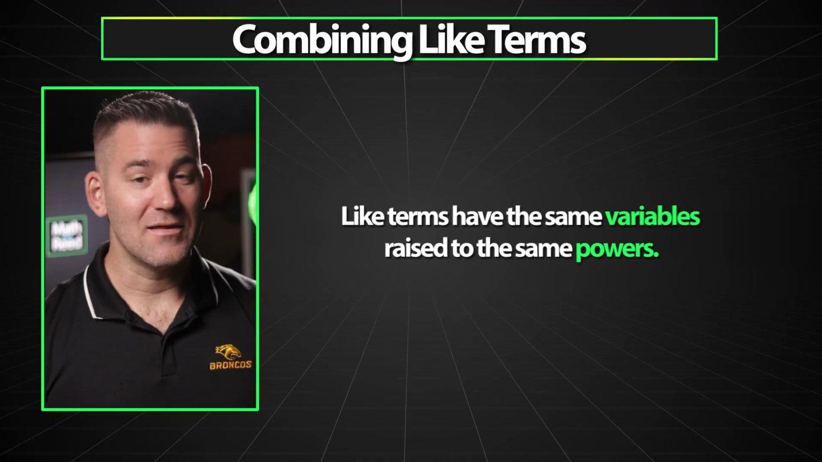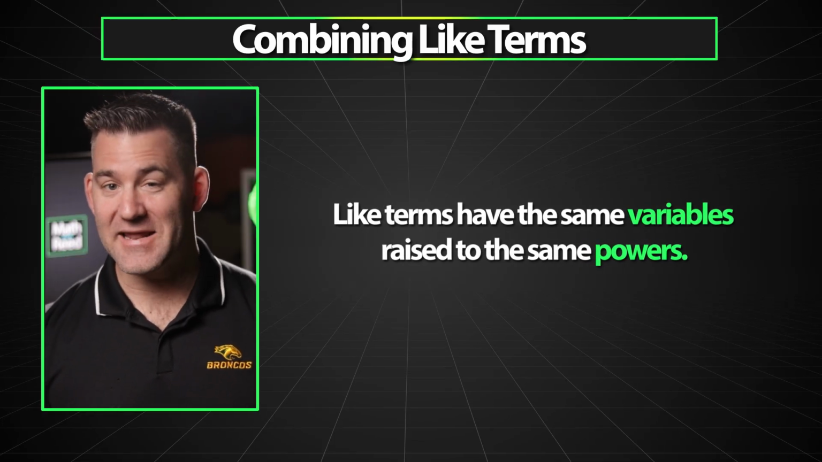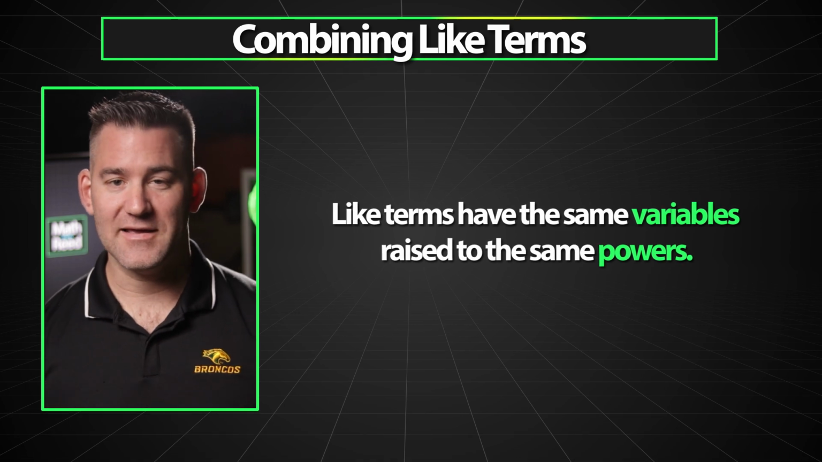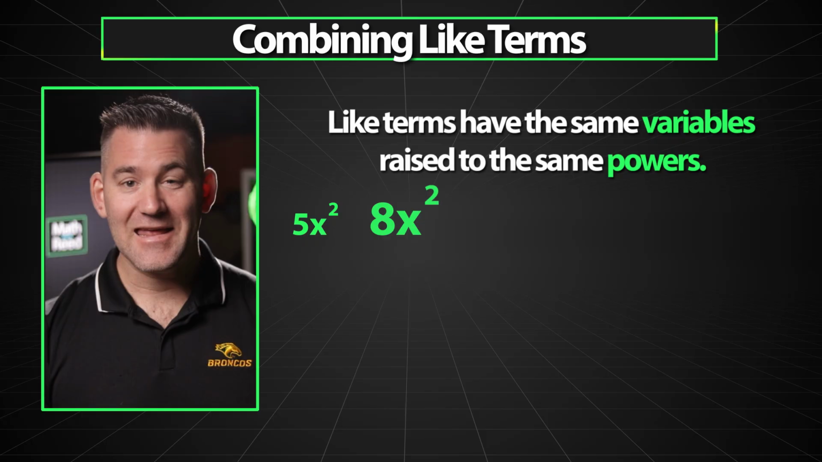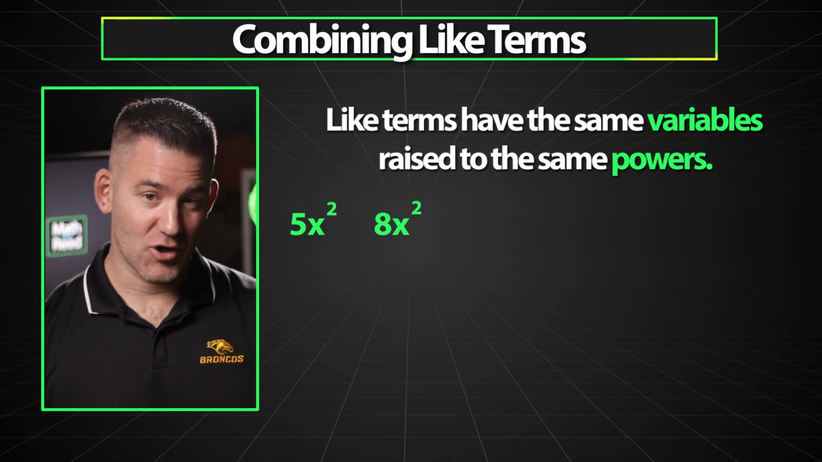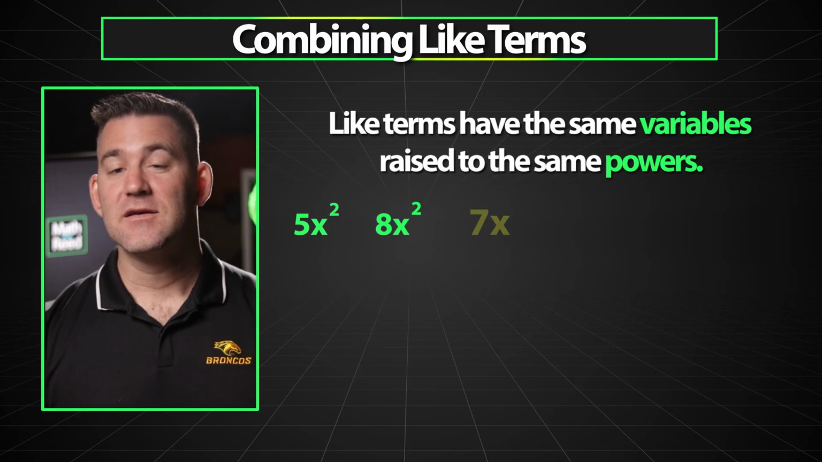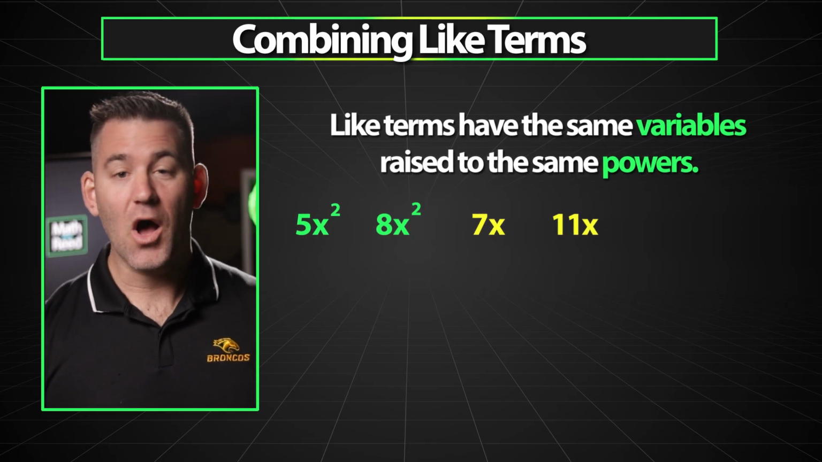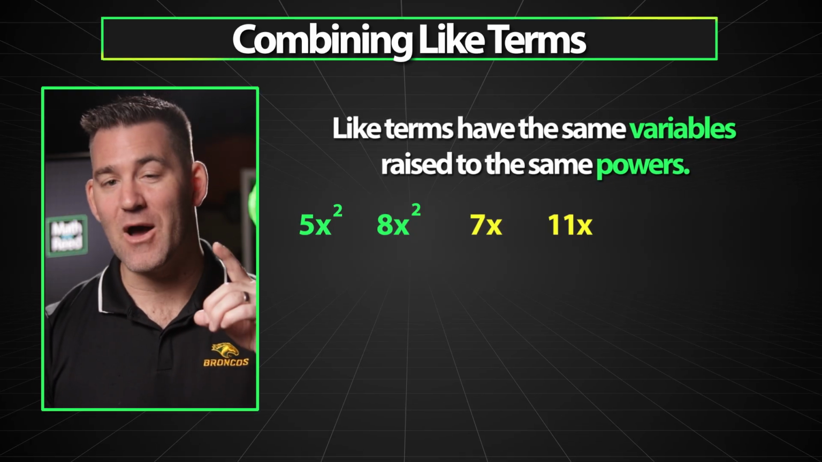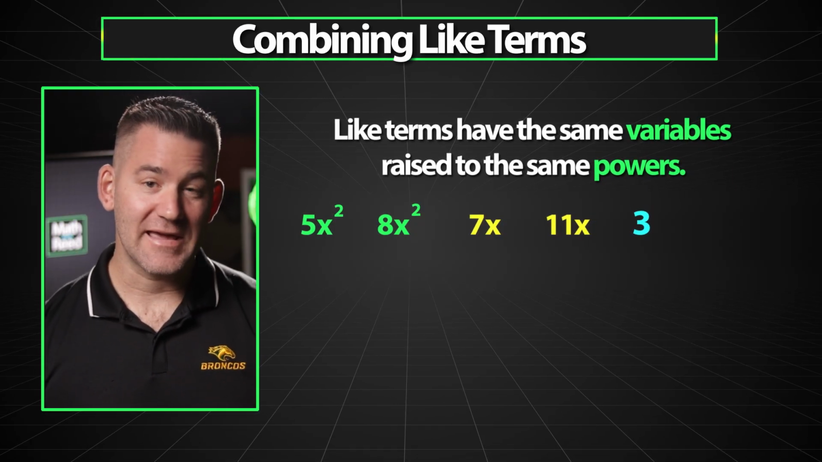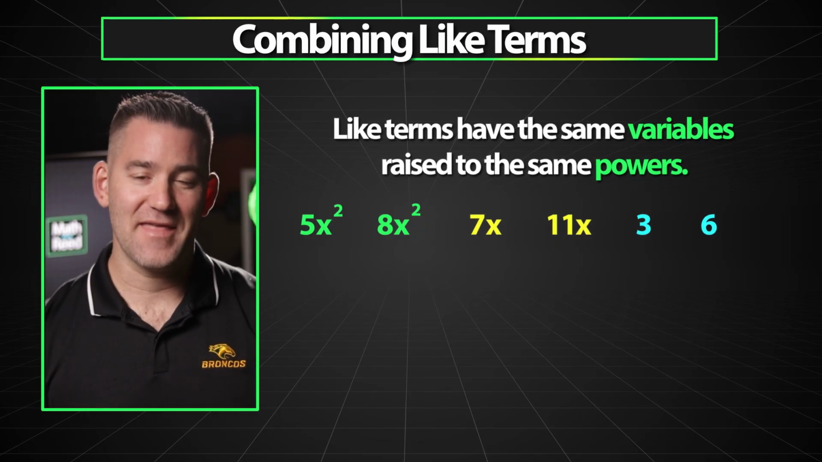So, what are like terms? Well, simply put, like terms are terms that have the same variables raised to the same powers. For example, 5x squared and 8x squared are like terms because they both have an x raised to the second power. 7x and 11x are also like terms because they both have an x raised to the first power. And the numbers 3 and 6 are like terms because they have no variables attached to them.